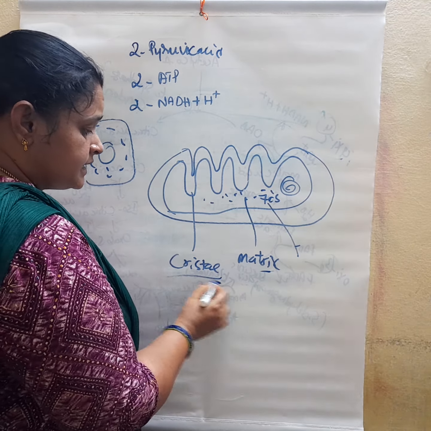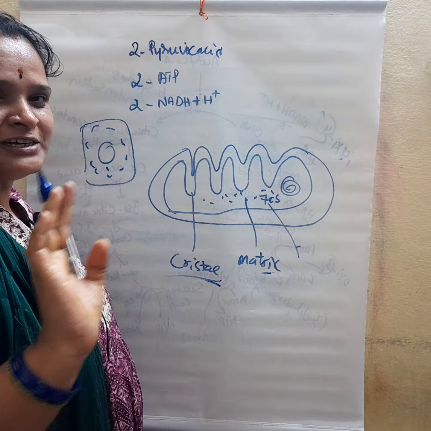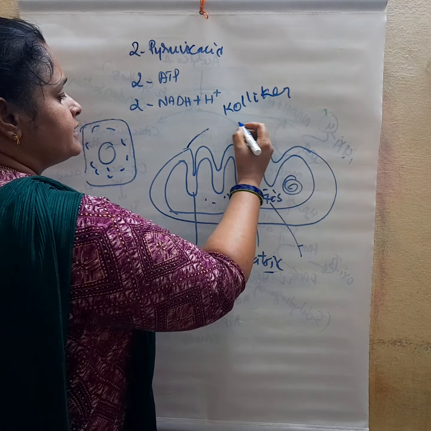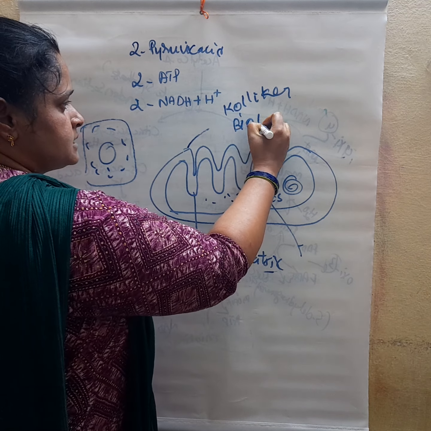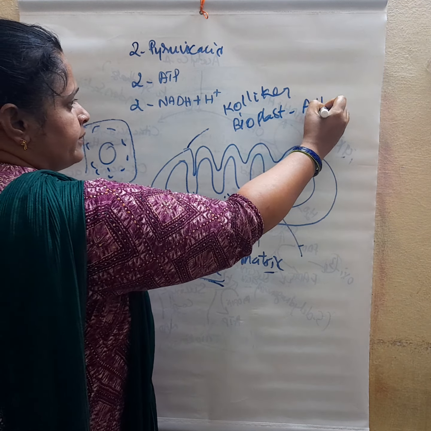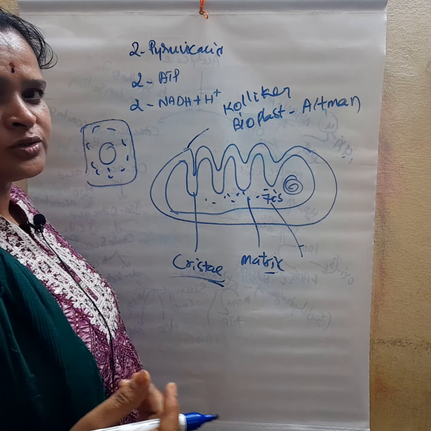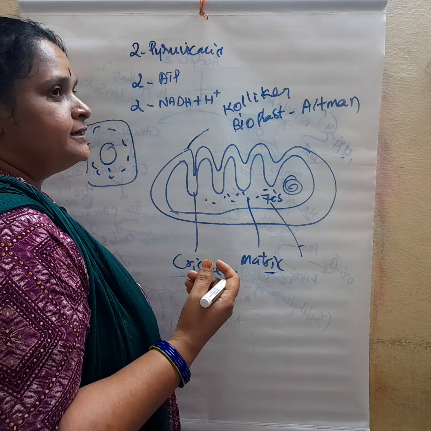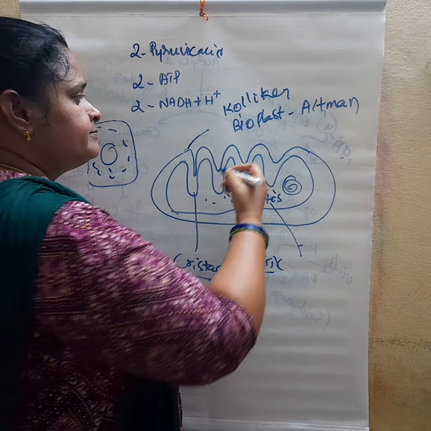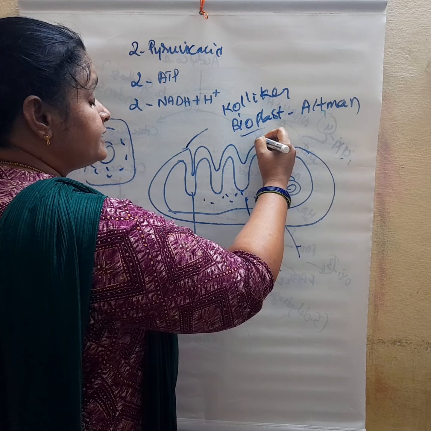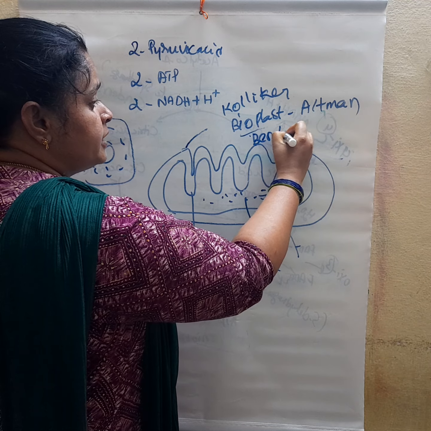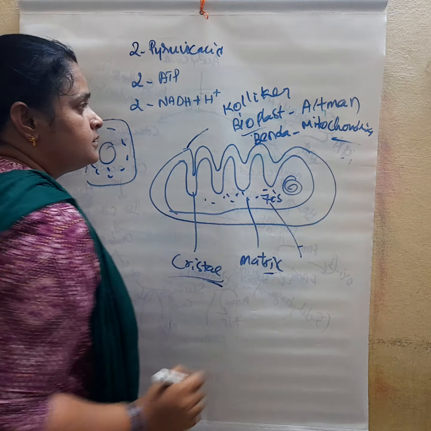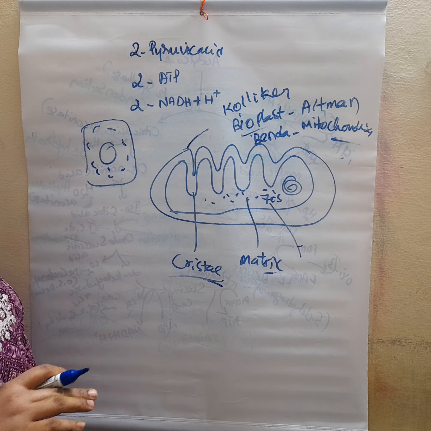Now it has matrix and cristae. You have to remember these two points only. Mitochondria were first identified by Kolliker, and later Altman called them bioplasts. Altman also introduced nucleic acid, calling it nuclein. So bioplast, and later Van Benda named it mitochondria. Okay, so this is the introduction to mitochondria.